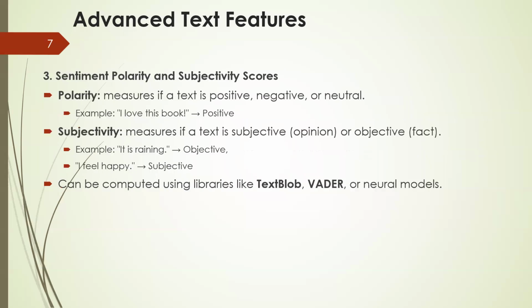The third one is sentiment, polarity, and subjectivity scores. Polarity means whether a text is positive, negative, or neutral. Example: I love this book. This is a positive statement. Subjectivity measures whether a text is subjective, an opinion, or objective, a fact. For example, it is raining is objective.